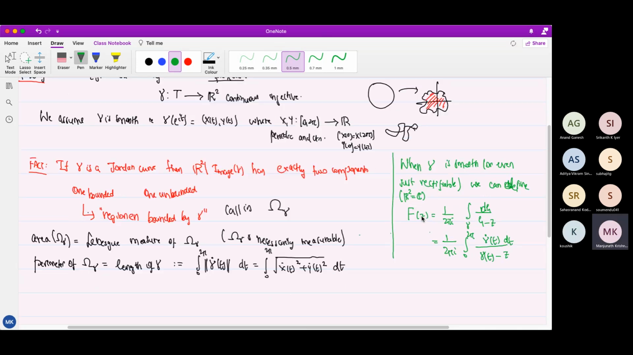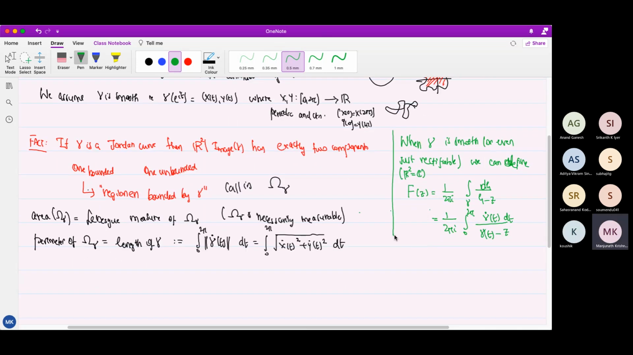Then the fact is you can show f takes only integer values. Maybe it is not so obvious. Okay, I will just assert f takes only two values.